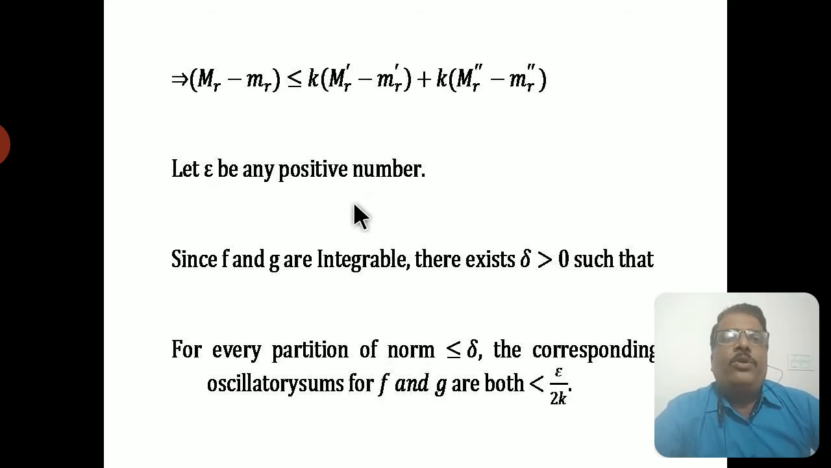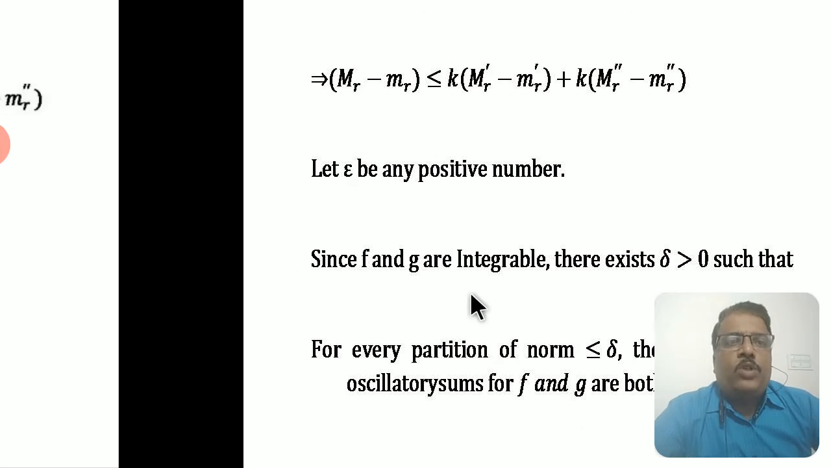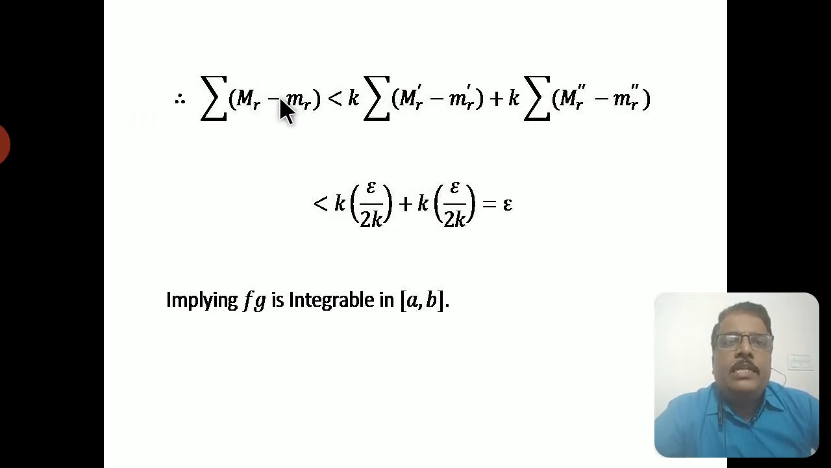So this is less than or equal to epsilon by 2k, and similarly this is also less than or equal to epsilon by 2k, because f and g are both integrable, so it satisfies this condition. So we replace this term by epsilon by 2k, and similarly we replace this term by epsilon by 2k. After replacing, we get the summation of (M_r - m_r).